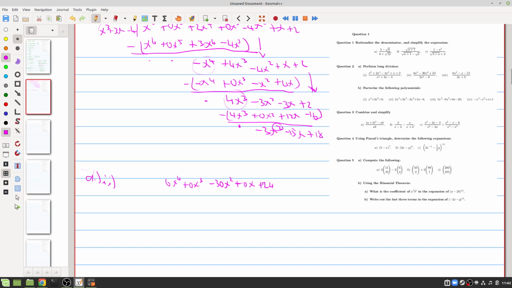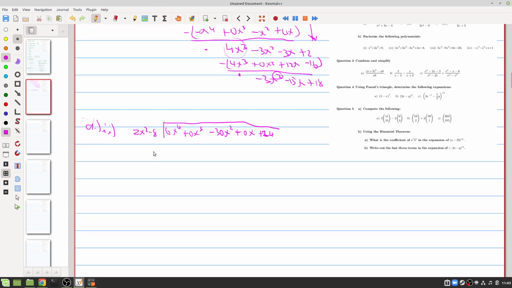Just make that into a proper 2. And we want to divide that by 2x squared minus 8. Okay, so let's do the division. Like I said, you could simplify this a little bit first and then do the division, which I think is a good idea. But let's do it just straight as they gave it to us. So again, first value divided by the first value. So 6x to the power 4 divided by 2x squared will be 3x squared.